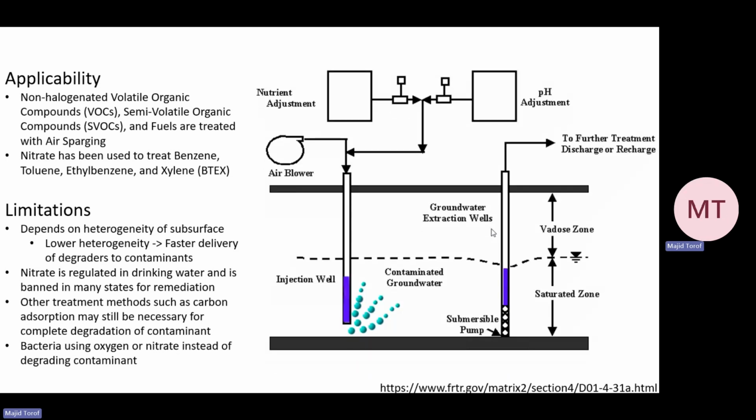This is a typical picture of what an oxygen-enhanced bioremediation looks like. You've got a well where you can inject oxygen below the water table, the dash line, and that oxygen travels to the regions where the contaminant exists. Here we can also see another well existing which sucks up the water for further treatment such as carbon adsorption.